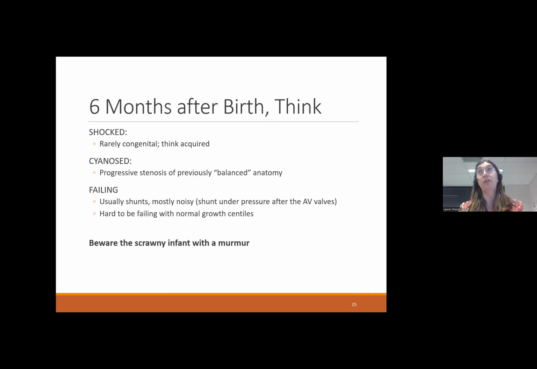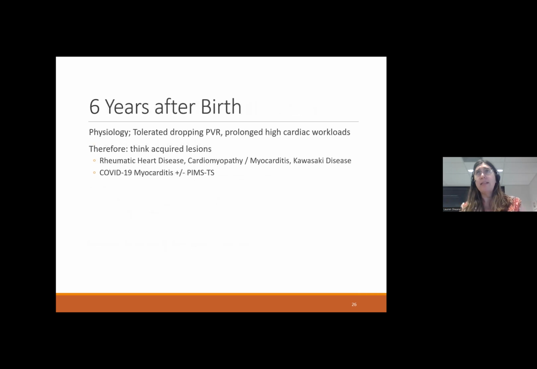If they are cyanosed, we're usually thinking about the stenosis of a previously balanced anatomy. So these are the tetralogy of Fallot patients who might be starting to become blue or demonstrating their first hypercyanotic episodes. But importantly, the failing patients will be presenting here. And usually these are noisy shunts, shunts after pressure, and also after the AV valves. And it's hard to be failing with normal growth centiles. So definitely beware the scrawny infant who presents with a murmur and generally unwell in the couple of months of age.